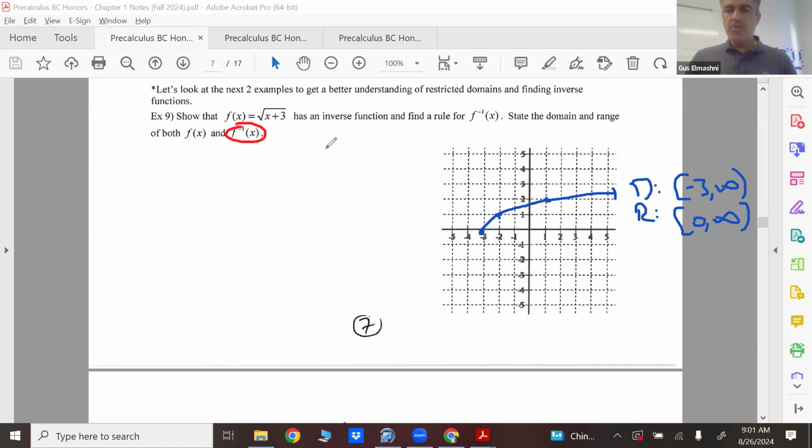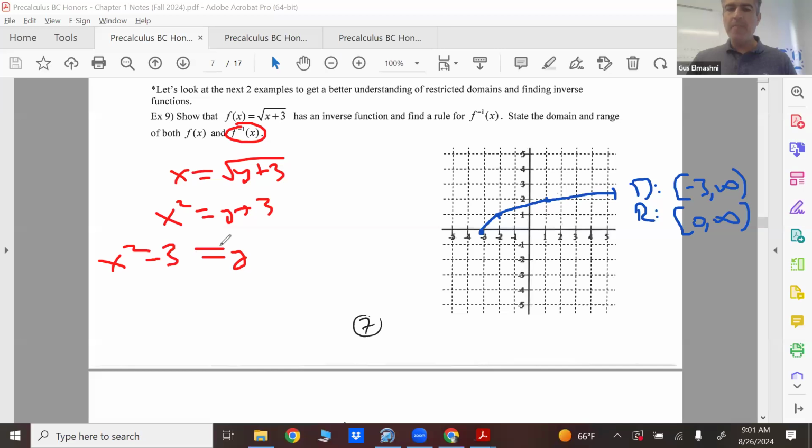So clearly just going to swap the x and y values, right? Or x equals root y plus 3. Then you get x squared equals y plus 3. Or y equals x squared minus 3. That's algebraic what's happening. But you're not truly going to graph that, right?